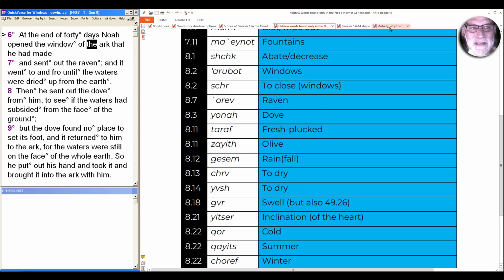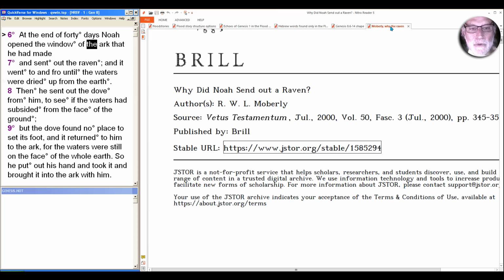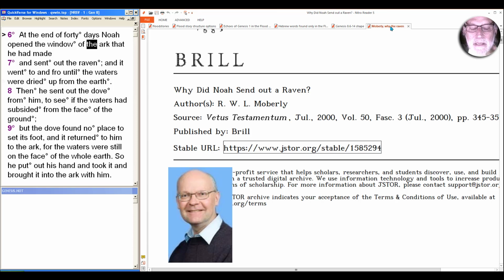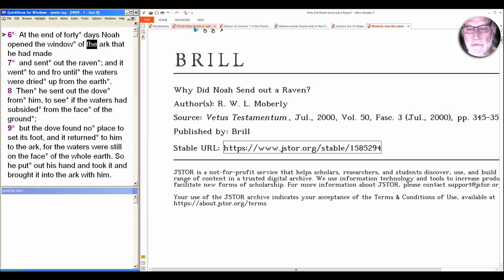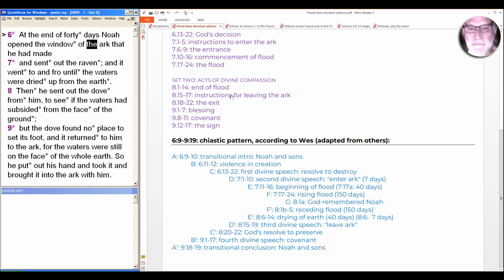Another thing we're going to look at, and I'll bring it up now, is the work here of Walter Moberly. And here you can see what he looks like, a professor and an Anglican priest in England, and his piece on why Noah sent out a raven, and I'll be referring to that as we go, offering, if not an answer, at least an interesting aspect of what's going on here in this story with two birds. And so in the flood story, again, you can see in the larger chiasm that we've been following, the E prime part is where we are now, 8:6 to 14.